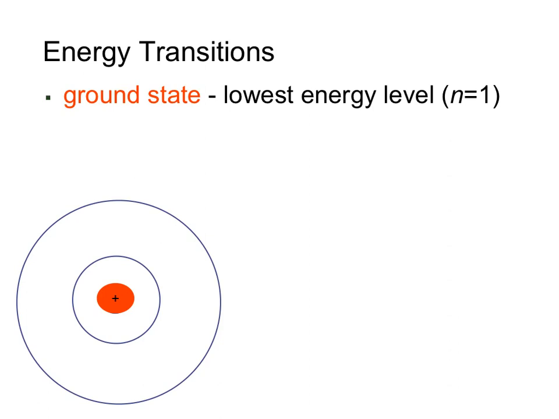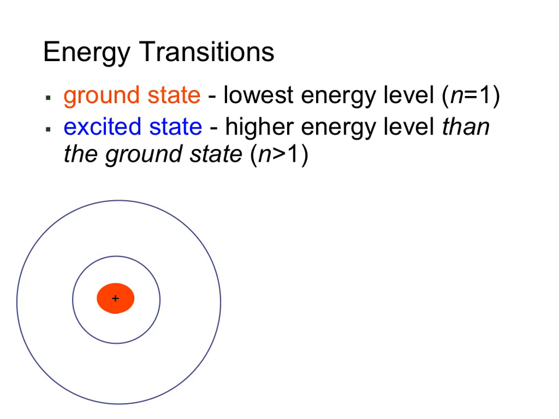To look at some of the terminology, the ground state is going to be our lowest energy level. In this case, we're talking about one electron systems, and so our lowest energy is going to be here at n equals 1. An excited state is going to be at any energy level higher than the ground state. And so in these one electron systems, we would be talking about any energy level beyond the first.